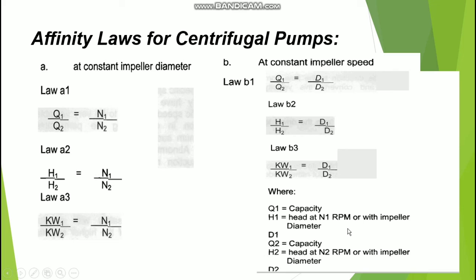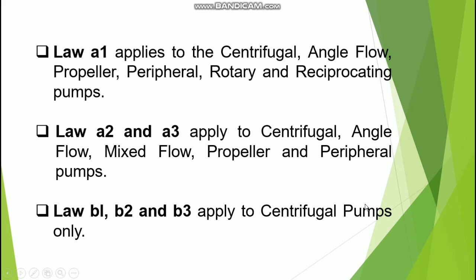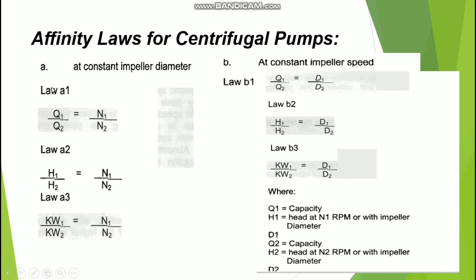So, law A1 is applicable to centrifugal, angle flow, propeller, peripheral, rotary, and reciprocating pumps, while law A2 and A3 apply to centrifugal, angle flow, mixed flow, propeller, and peripheral pumps. And law B1, B2, and B3 apply to centrifugal pumps only.